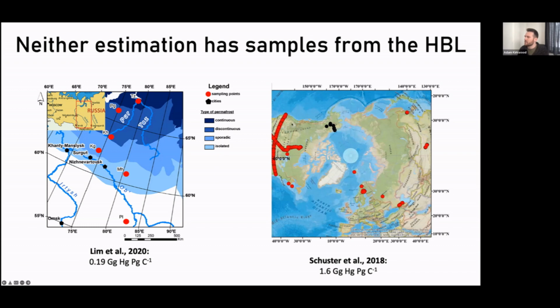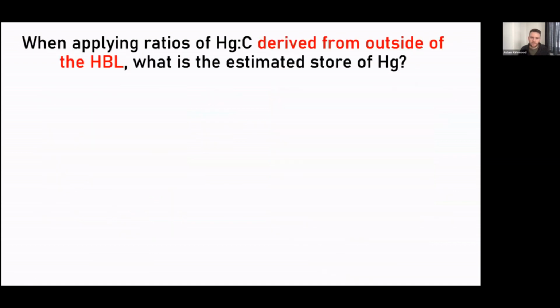This is a map of the samples that Schuster et al. 2018 used. You can see that their data set is more robust, but again, no samples from the Hudson Bay Lowlands, and only a comparatively small amount of samples from permafrost regions compared to samples from this latitudinal and longitudinal gradient of the United States and Canada. For their mean ratio of mercury to carbon, they find about 1.6 gigagrams of mercury per petagram of carbon.